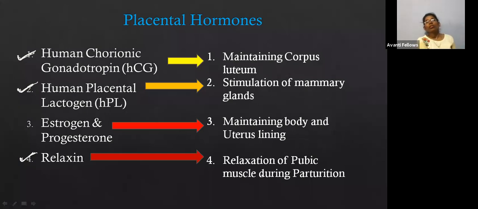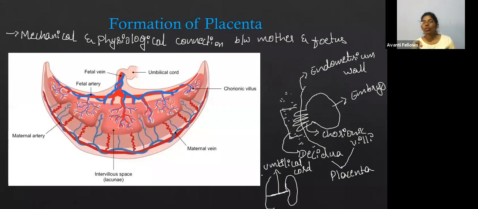Understand? So apart from all these hormones, only the human chorionic gonadotrophin, human placental lactogen, and relaxin, these three hormones are secreted only during pregnancy. But estrogen and progesterone can be secreted all the time in females. During pregnancy, only this HCG, HPL, and relaxin are going to be formed. Yes. Is this clear about the placenta, the function of placenta, and what all the hormones are?